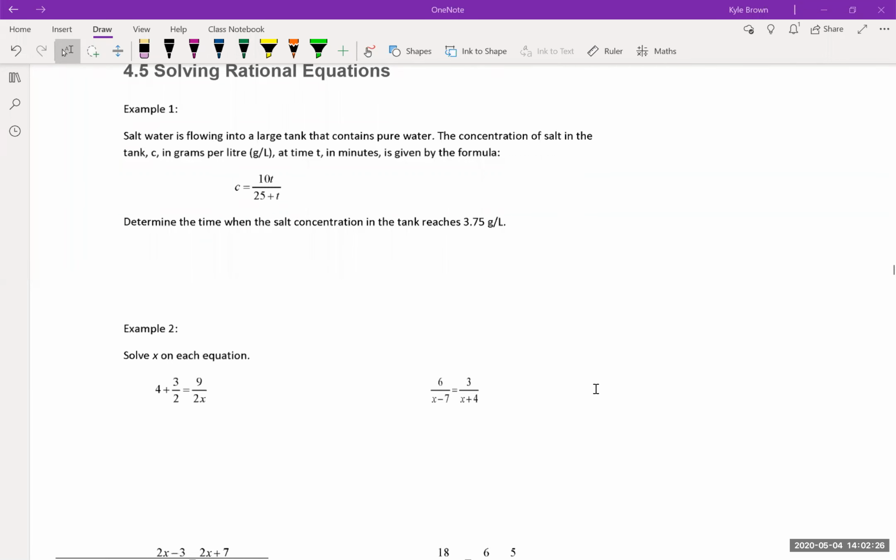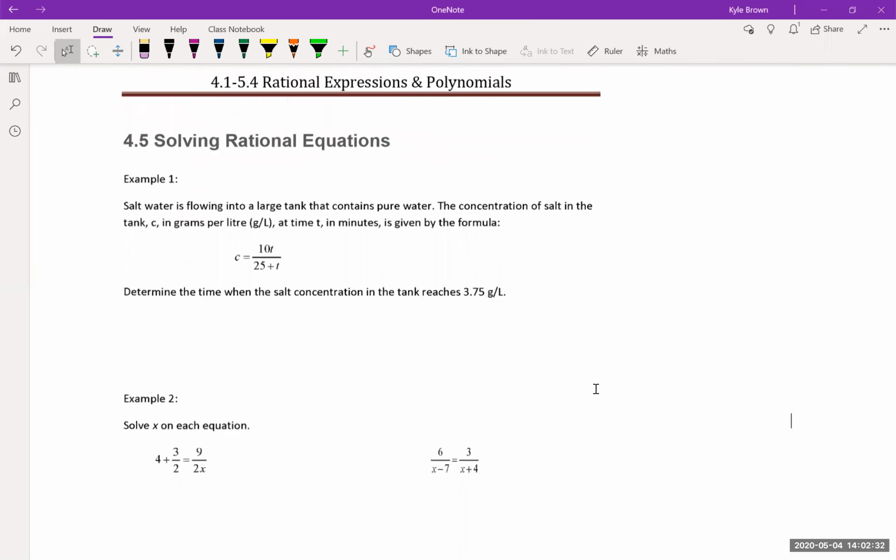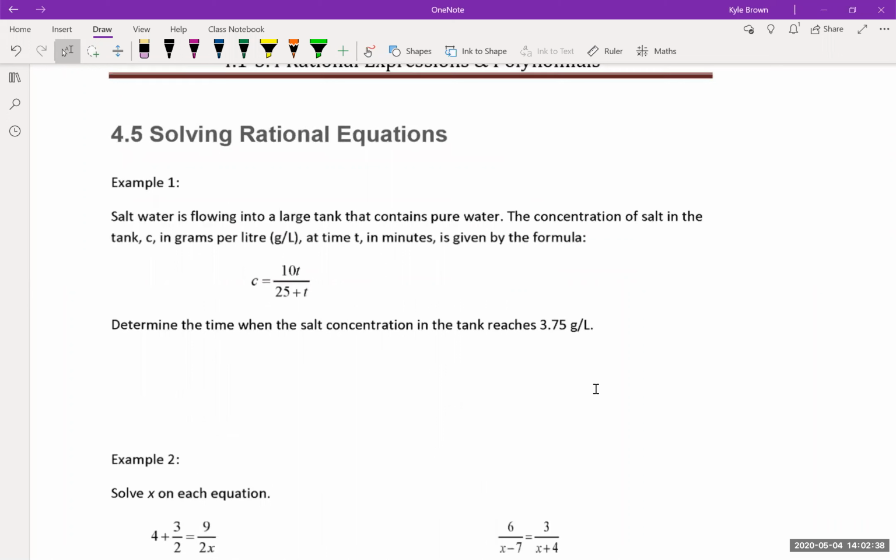Okay, so 4.5, solving rational equations. All right, so what we're gonna do is just do some examples. I think that's the best way. That's what I find with most things in this one, it's best to just get doing examples.